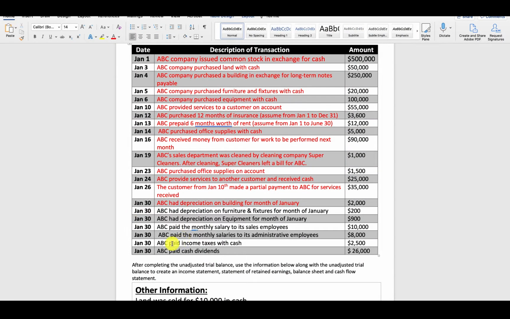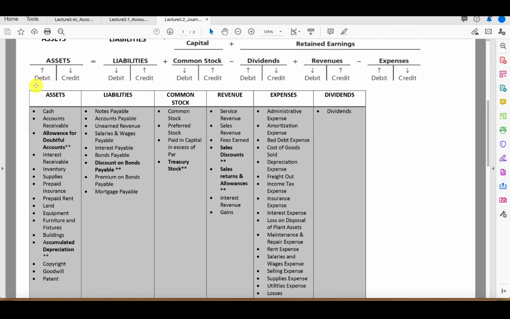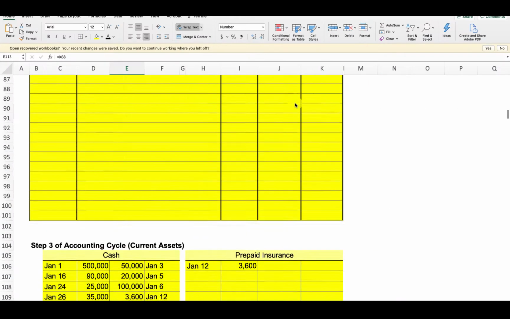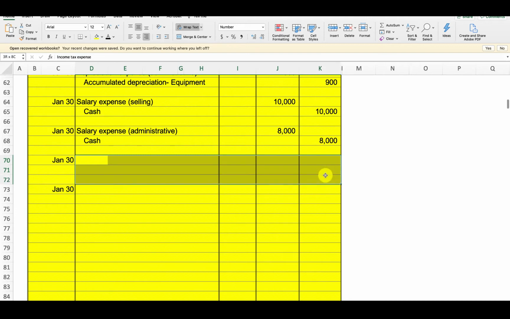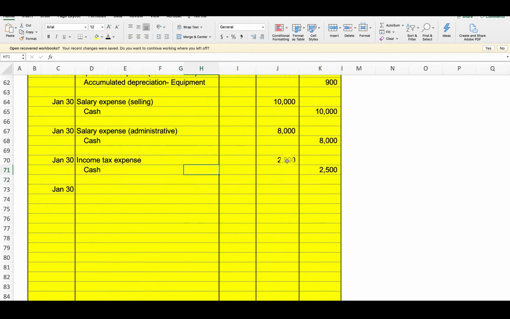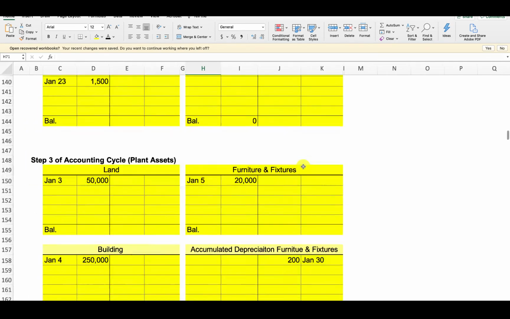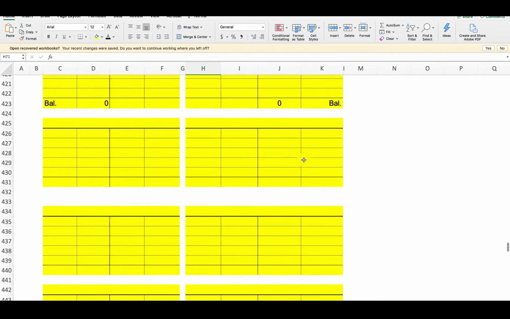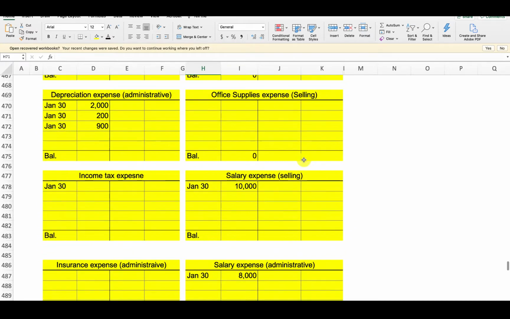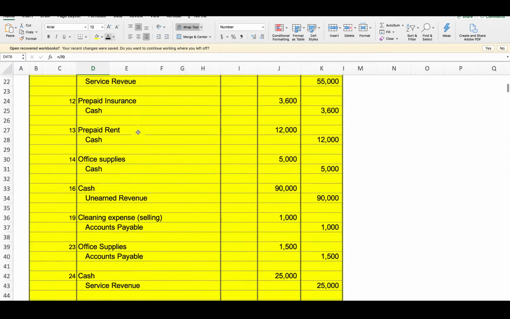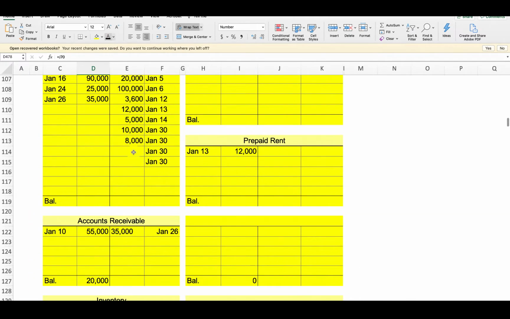Okay, we have 2 more. ABC paid income taxes with cash. So again, I paid with cash. What's going to happen? Cash is going down, so I'm going to credit. Income tax is an expense, income tax expense, and that is going to be debited because it's going up. So I'm going to debit income tax expense for $2,500. I'm going to credit cash for $2,500. So I'm going to go down to my expenses, and here is income tax expense, which is a debit for $2,500. I'm going to come up to my cash, and I'm going to credit it for $2,500.